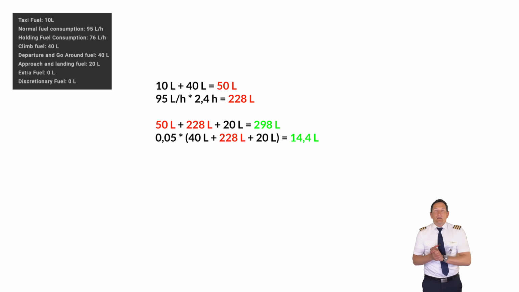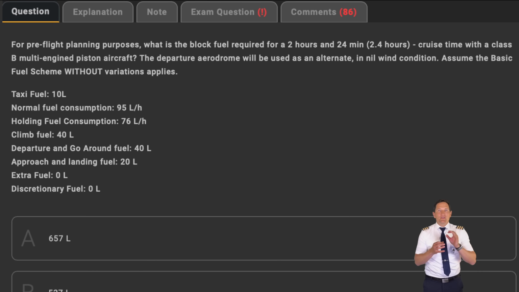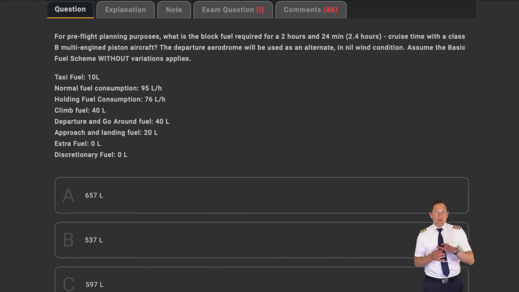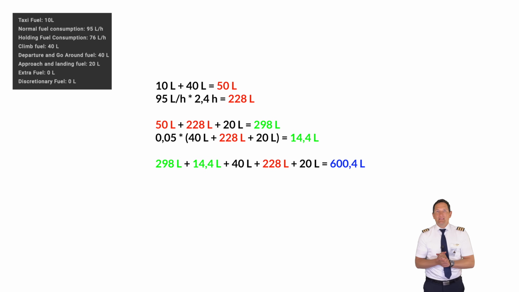Now let's say we are on approach and the weather was below minima and you have to return to the alternate airport, which as stated in the question is the departure airport. So from the moment you are over the runway, you can yet again add departure and go around fuel, which gets us up to the cruising level. So another 40 liters into the tank, plus 228 liters of the cruise fuel and another 20 liters for the approach and landing. Please understand you are now flying to your alternate, so no more contingency added.